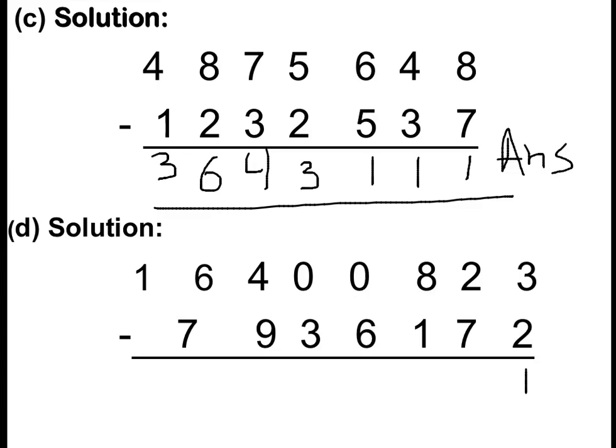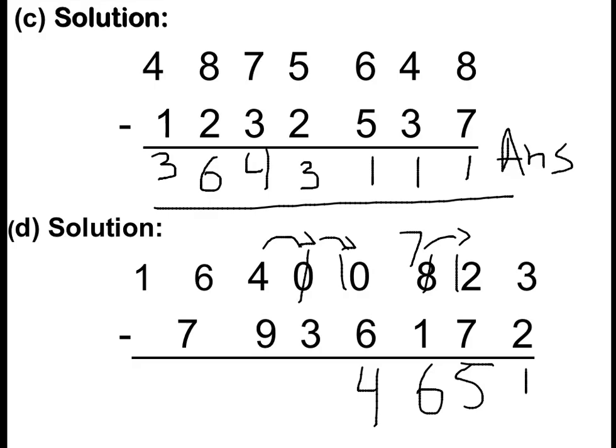2 minus 7. No, first we will take carry. 12. 12 minus 7 is equal, student, 12 minus 7, 5. Here is 7. 7 minus 1 is equal 6. 0. Should we subtract 6 from 0? No. First we will take carry. The next digit is also 0. Then we take carry from 4. Then make 10. 10 minus 6 is equal 4. Here is 9. 9 minus 3 is equal 6.